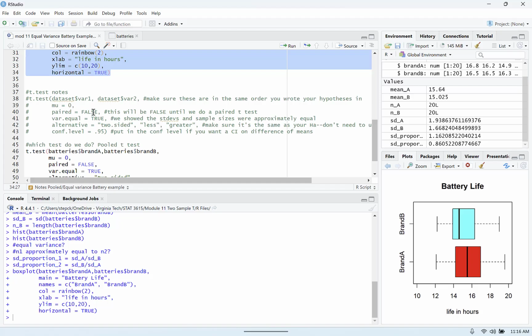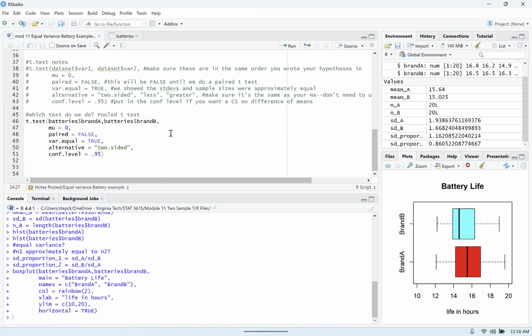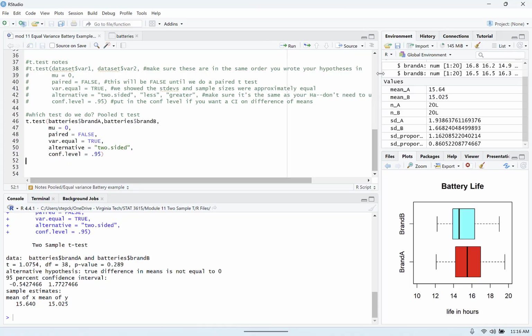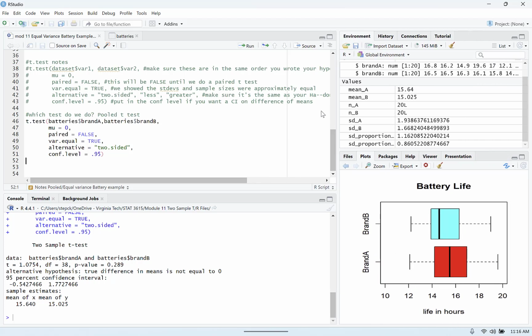We say that paired is equal to false until we get to the third test in this module. Variances are currently equal. We just showed that sample sizes and variances were equal. Our alternative is a two-sided alternative, but it could be less than or greater than. And then our confidence level, if you're doing a confidence interval, you want whatever confidence level you have. You don't have to have that there. I always put it in associated with alpha. So my t-test code is here. You guys can take a look at that when you get a chance. I'm going to run that code.